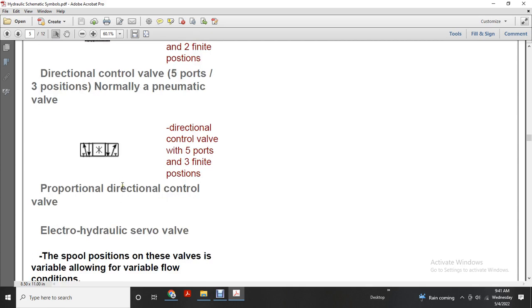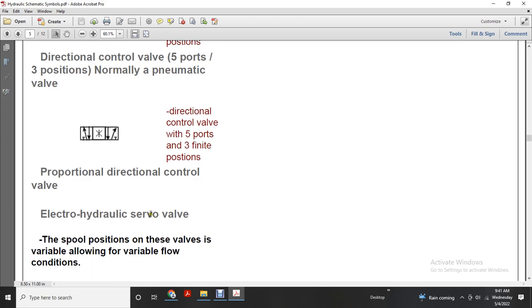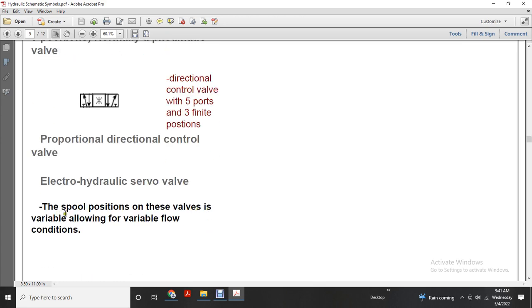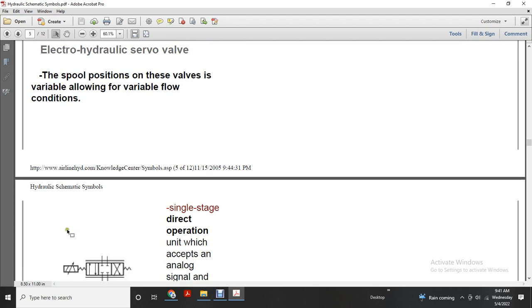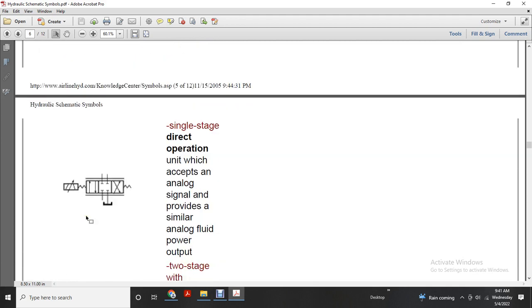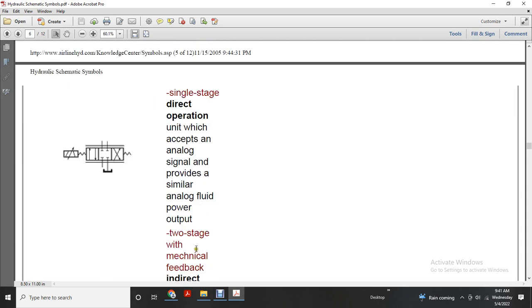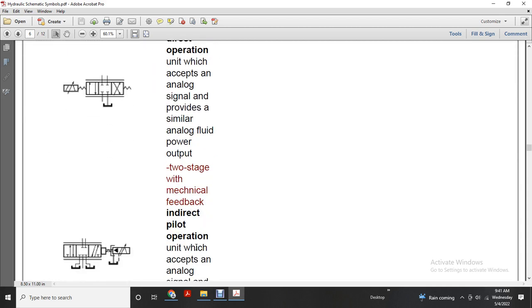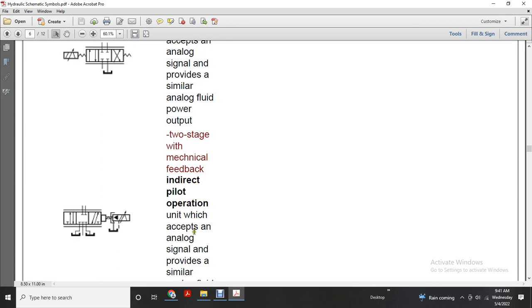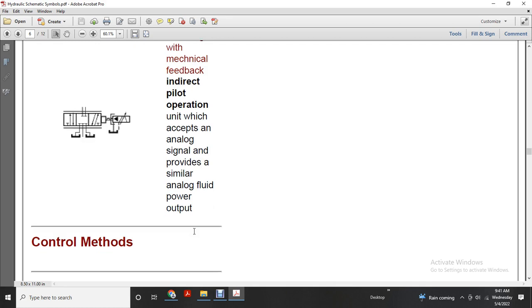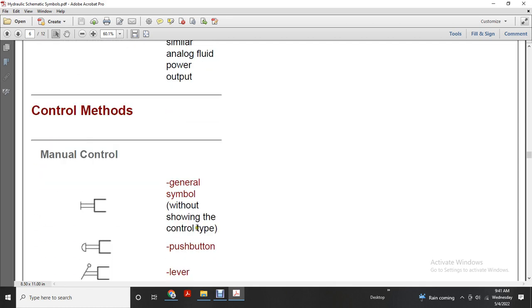Proportional control indicator. Electrohydraulic servo valve: spool position, three-position valve, variable, allowing variable flow condition. Single stage direct operation unit accepting an analog signal to provide a similar analog fluid power output; two stage with mechanical feedback. Indirect pilot operation units accept an analog signal and provide a similar analog fluid power output.